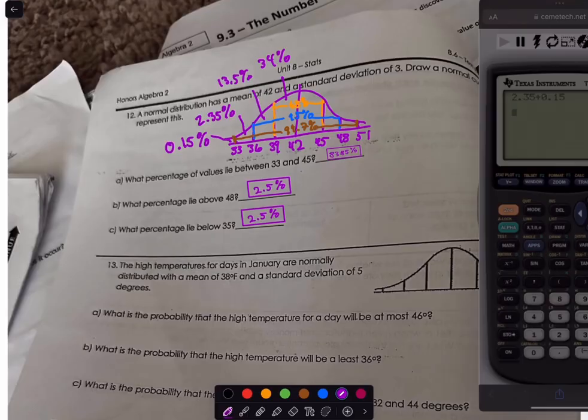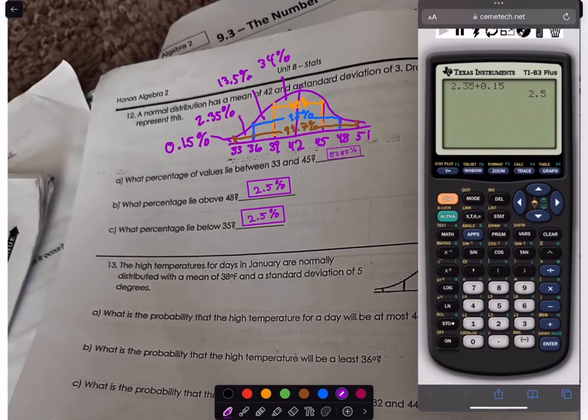So if we do, let me see something. So between that 33 and 36, right, if we cut that into thirds, I'm just playing around, 2.35 divided by 3, and then we'll say times 2, is that about 1%? Below the 35. Plus 0.15. I'm getting this.